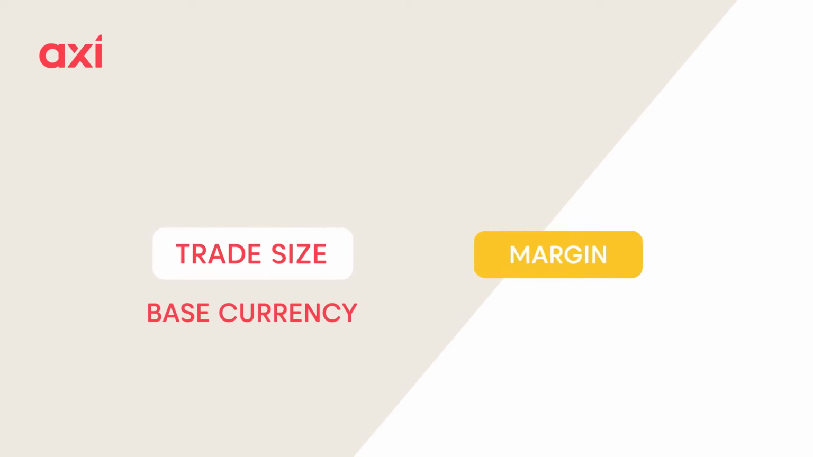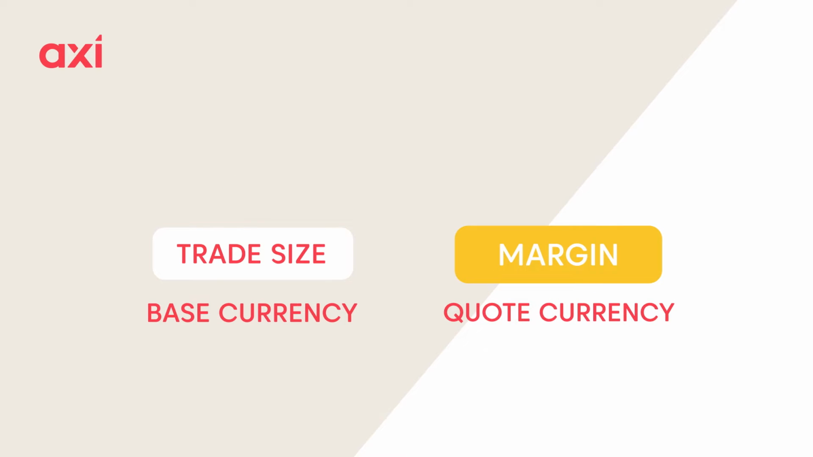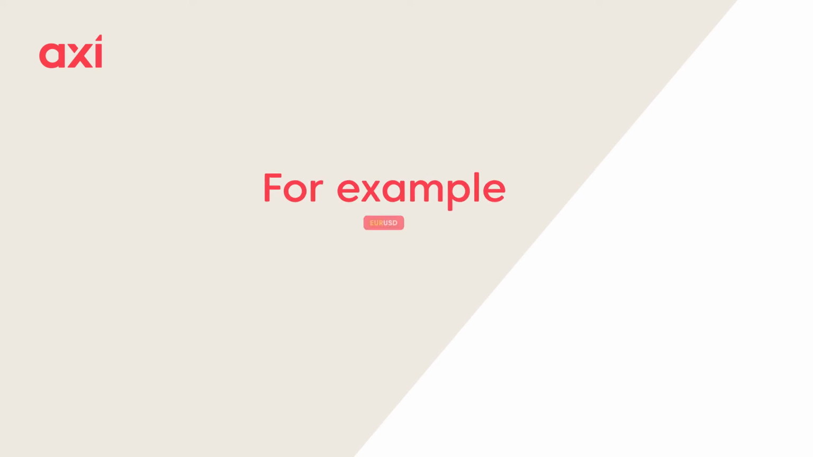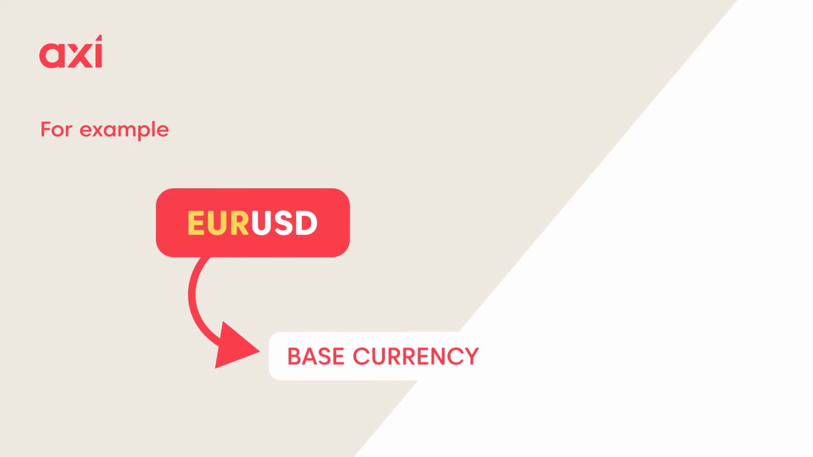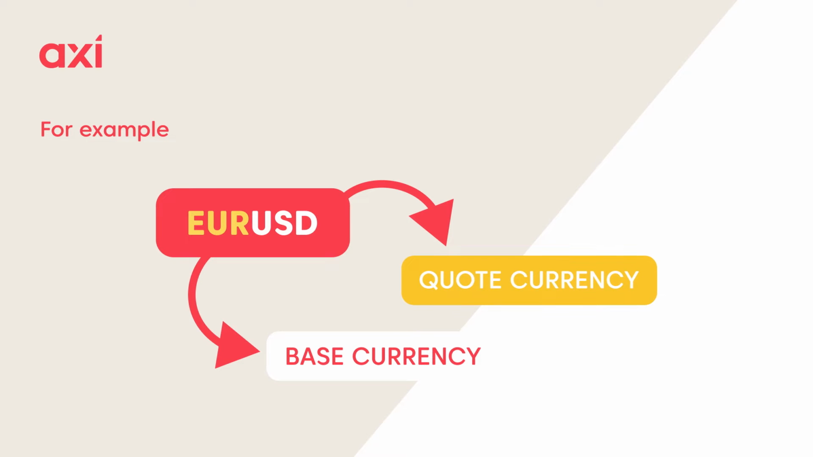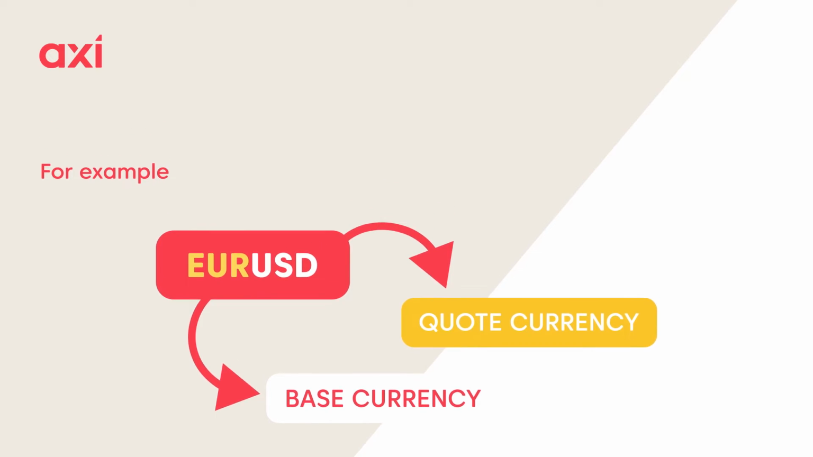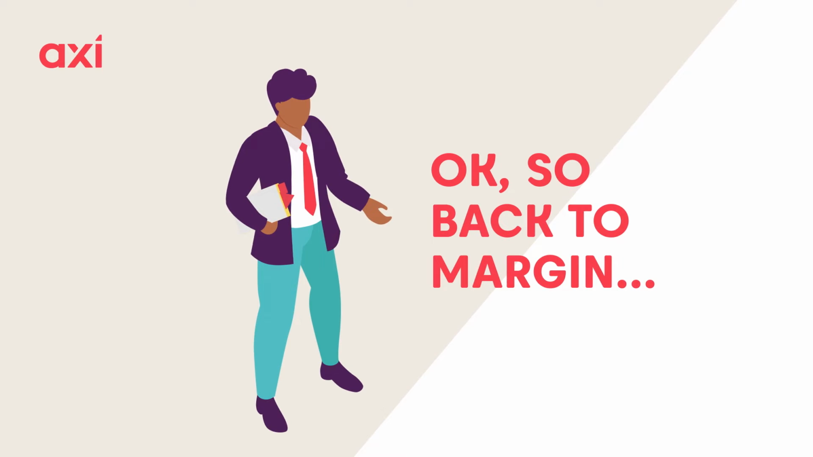Before we go on, it's important to know that margin is always calculated in what's called a quote currency, and trade size is always in base currency. For example, if you trade in EUR/USD, Euro would be your base currency and USD your quote currency. In this situation, you're technically trading euros for a certain amount of dollars. Okay, so back to margin.